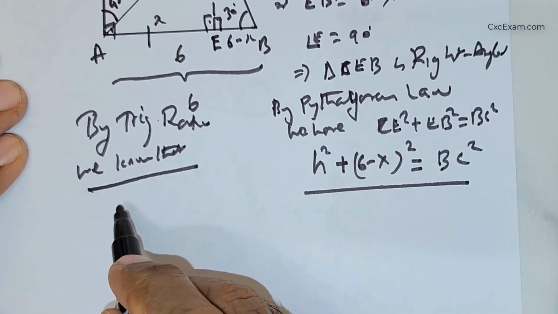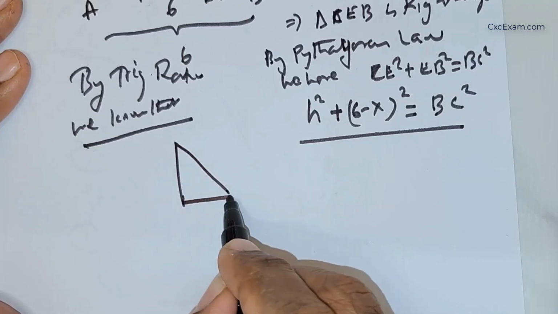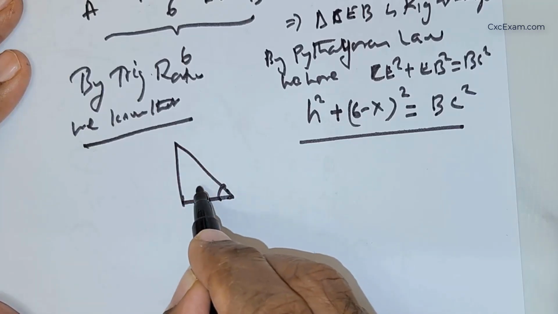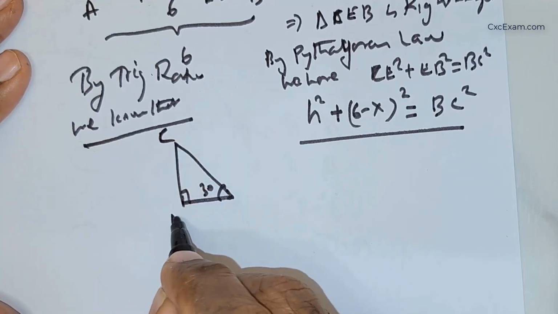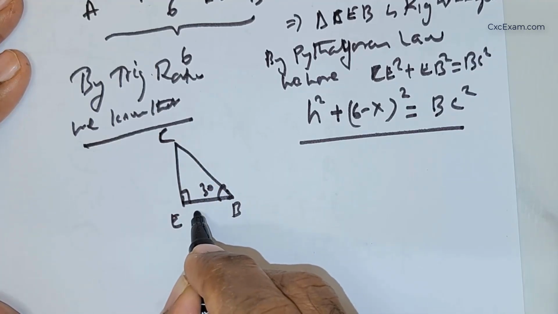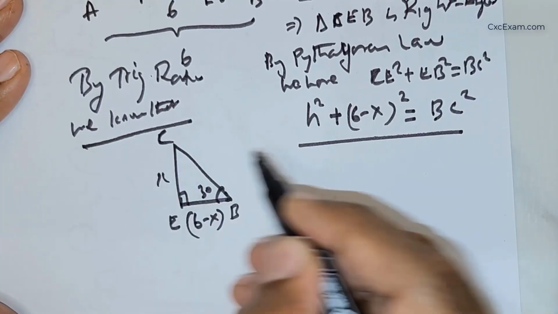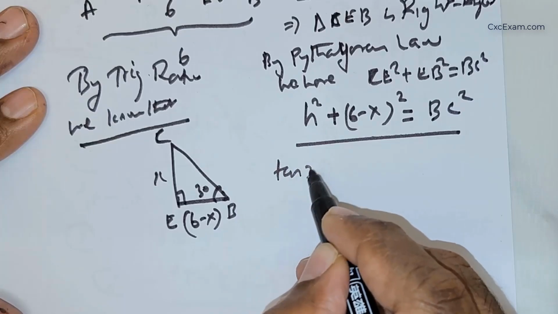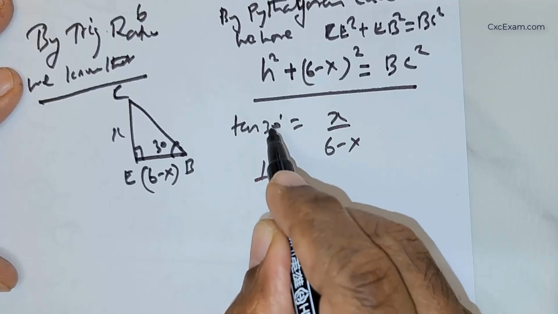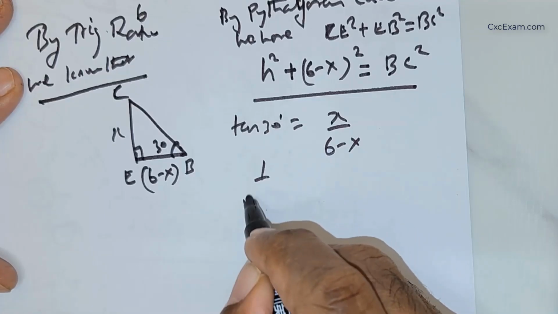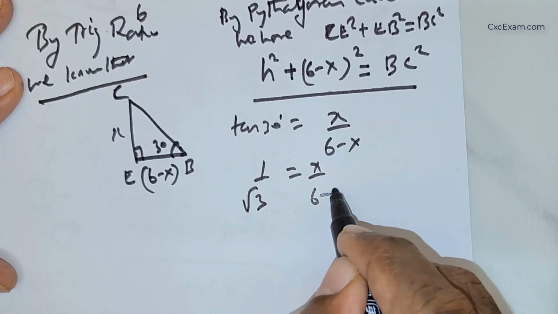So with that having been cleared out, if we consider this triangle, this is 30 degrees and 90, this is C, this is E, this is B, this is 6 minus x here, and this will be x. So I'm going to take tan 30. Tan 30 is x over 6 minus x. Tan 30 value is 1 over root 3. So this is going to be x over 6 minus x.